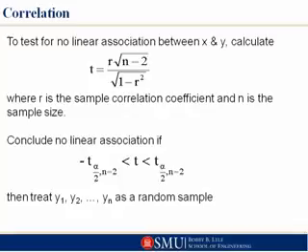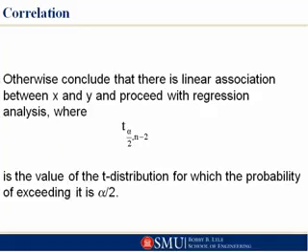And you could conclude, just as we've been doing with our confidence intervals, with two-sided hypothesis testing, using alpha over 2. We conclude no linear association if the T value that you calculated from your sample falls within minus T alpha over 2 and positive T alpha over 2 with n minus 2 degrees of freedom. Otherwise, conclude that there is a linear association between X and Y and proceed with a regression, something called a regression analysis, which I'll look at next.